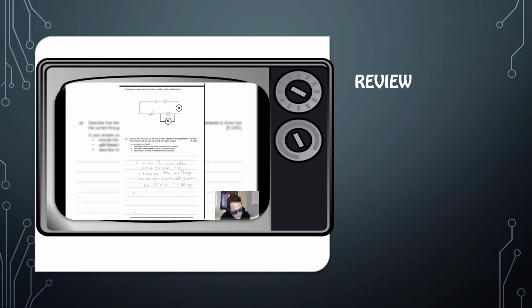Step 2, for each voltage measure the current. In fact, let's write it properly, current. Step 3, describe how the circuit can be obtained. Yeah, and that, to be honest, that's all we need to do for this. We could say about drawing a graph, but it's not asking us to process the results. So that's all we're going to do.